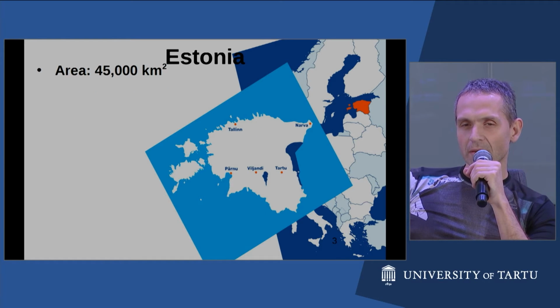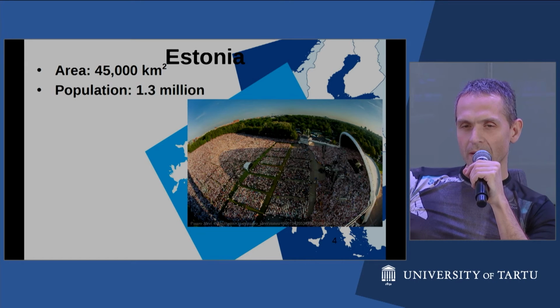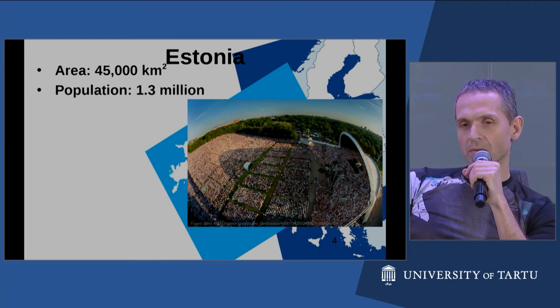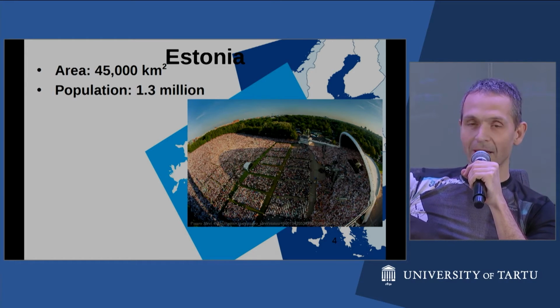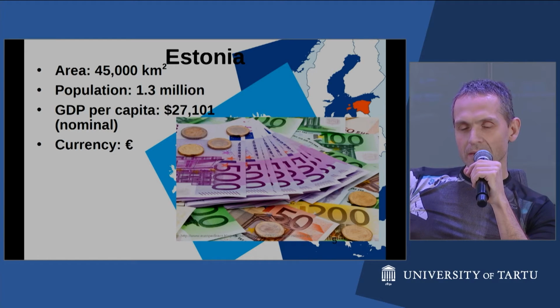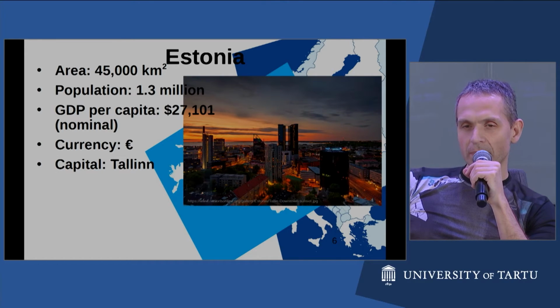The area is quite small, only 45,000 square kilometers. The population is so small that they claim that once a quarter of our population was covered by this square. We use the euro as a currency. Our capital looks like in this picture.